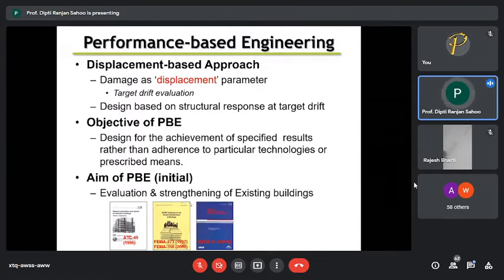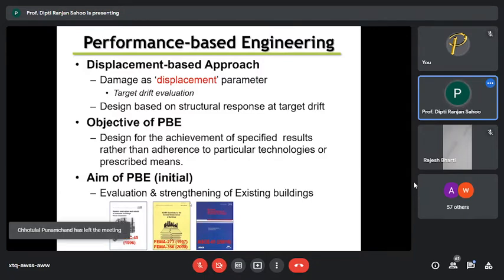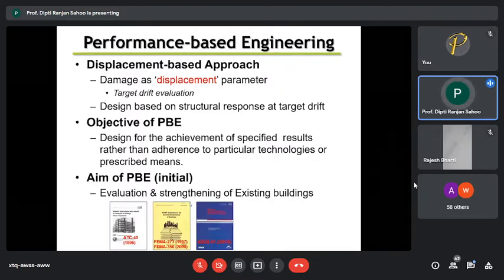The current design provisions, where you calculate the design base shear and then distribute it over the height by the equivalent static force method or response spectrum method, are mostly a force-based approach. You first calculate the force and then you design the structure.